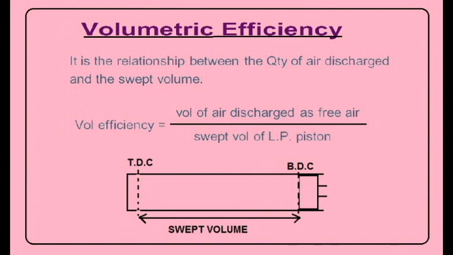Volumetric efficiency. It is the ratio between the quantity of air discharged and the swept volume. Free air means the air at atmospheric pressure and at 15 degrees Celsius. Volumetric efficiency always refers to the low pressure piston. There are factors affecting volumetric efficiency. There are changes in clearance volume due to gaskets and bearing wear down, dirty or leaky valves, leakage past piston rings, insufficient cooling water due to dirty coolers, high cooling water temperature, higher inlet temperature, throttling of air intake due to dirty intake filter, insufficient suction valve lift, strong suction valve spring.